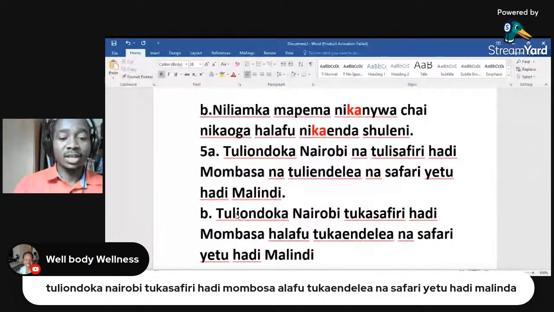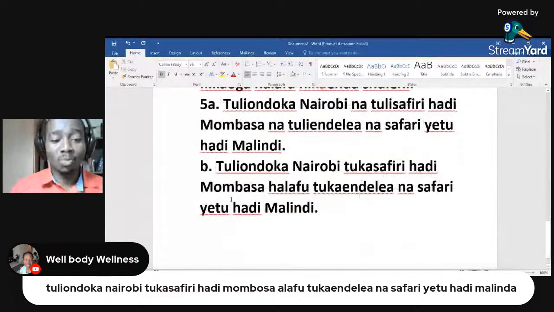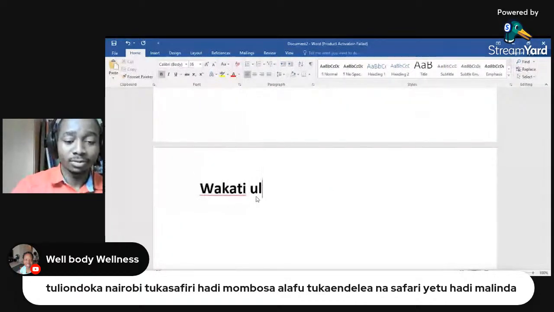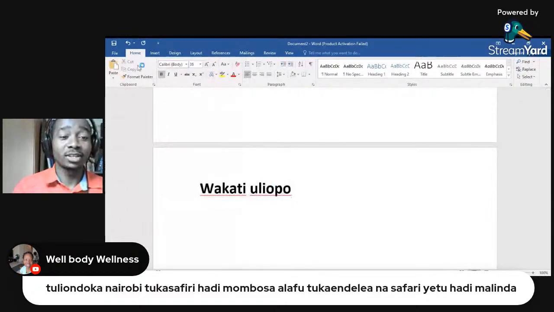We left Nairobi and traveled until Mombasa. Then we continued with our journey until Malindi. So this was the past. Now, wakati uliopo, the present tense, this is not very common. So how you can use that ka in the present tense, you see.